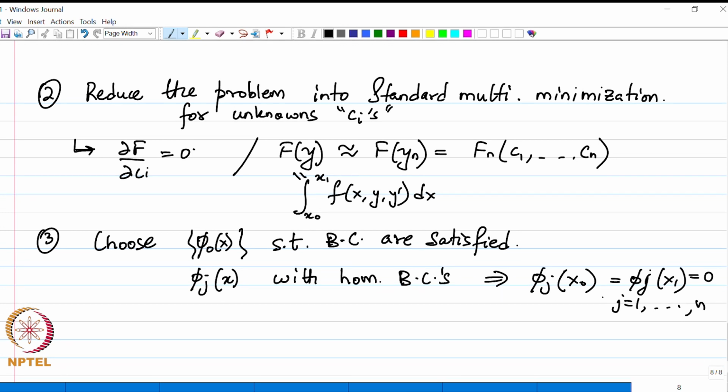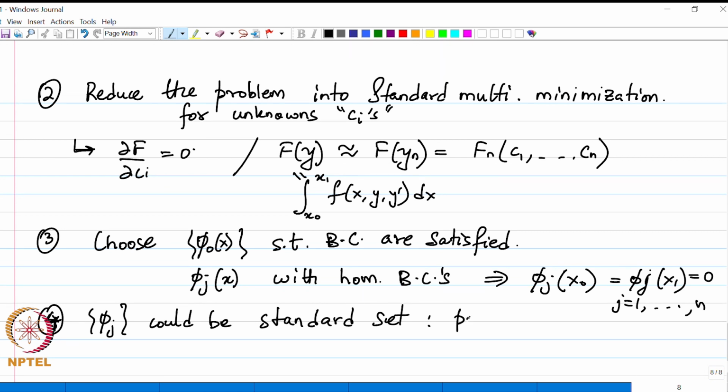Let me call this point 4. Note that phi j's could be from the standard set of orthogonal functions, like power series or polynomials, or it could be trig functions like sine and cos. It could also be the Bessel function, and so on and so forth.